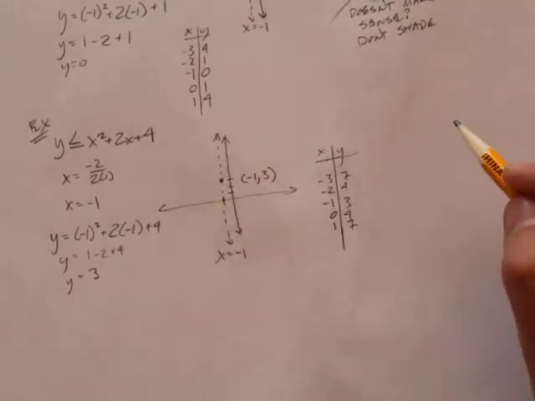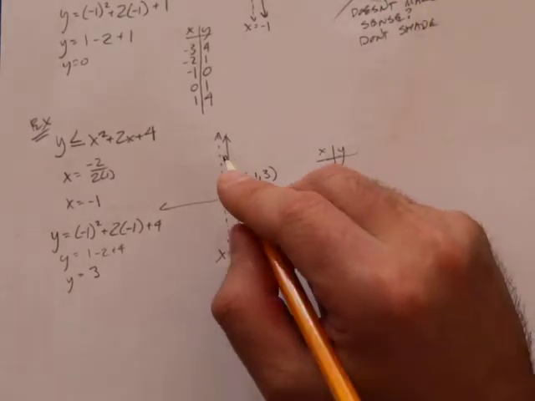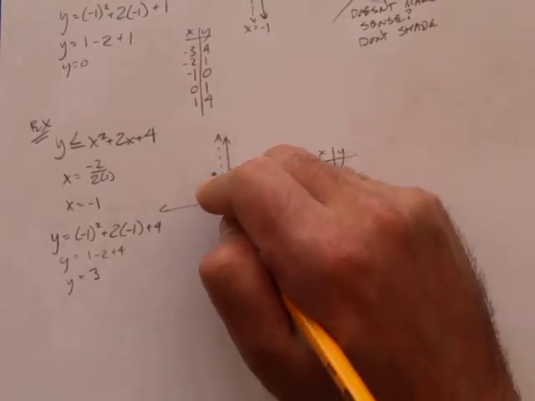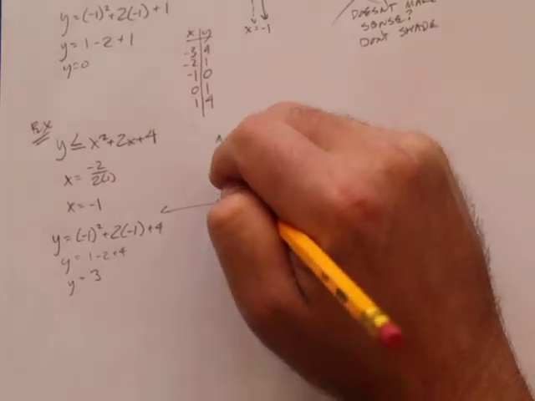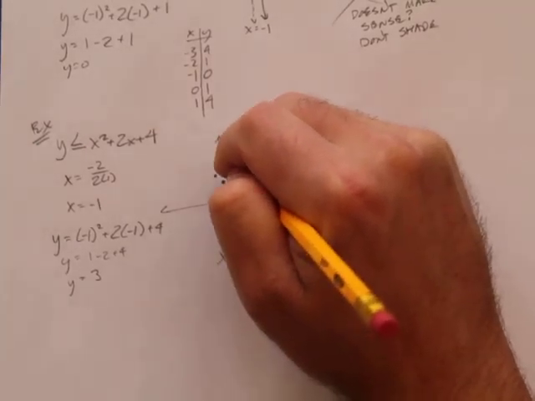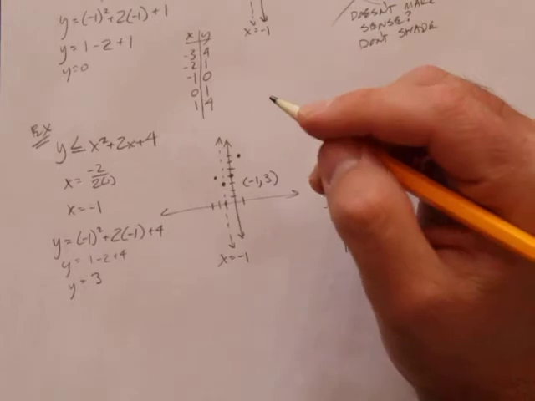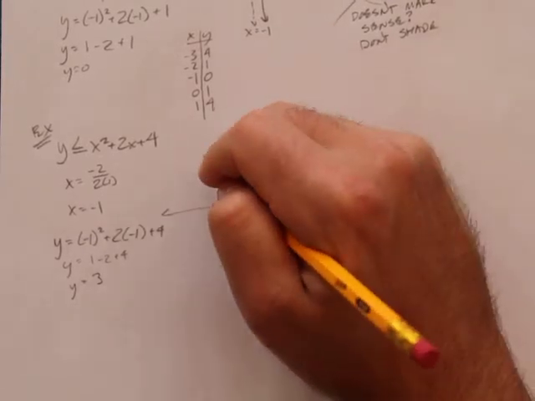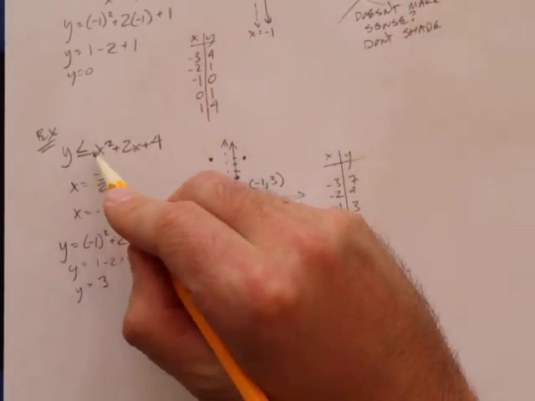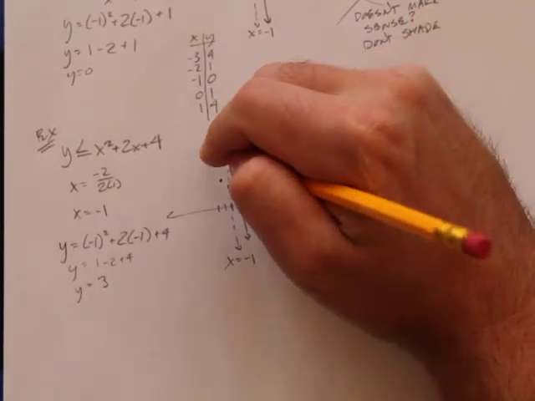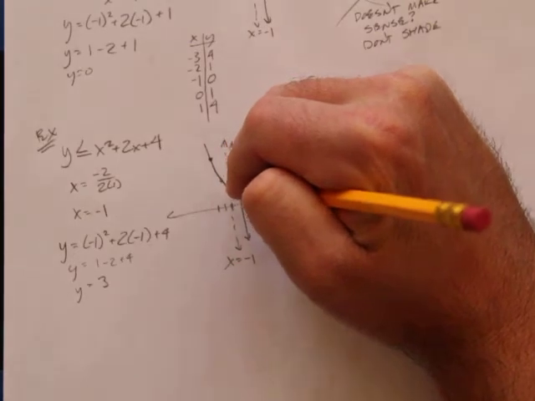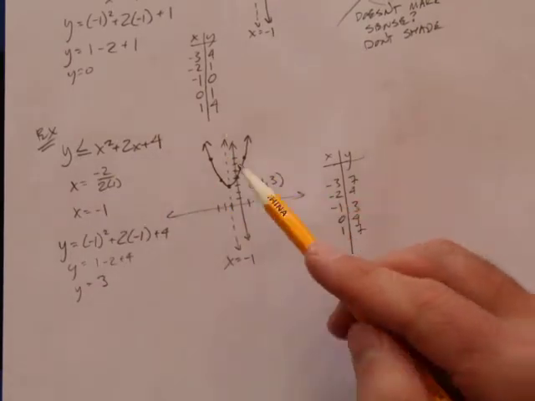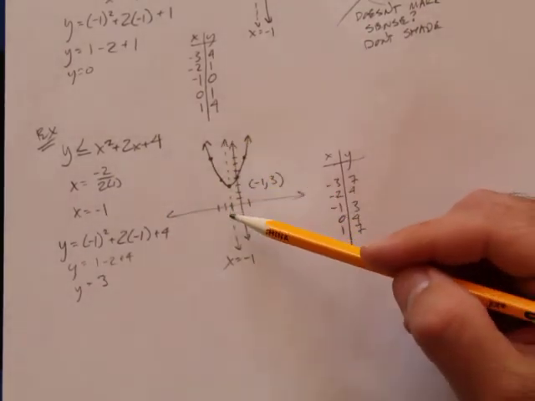And so now I'm just going to graph this guy. So 0, 4, negative 2, 4, 1, 5, 6, 7, and negative 3, 7. Now I look at my inequality and it says or equal to over here, so that means I can do a solid line for the parabola. Y is less than, so I'm going to shade everything that's less than that.